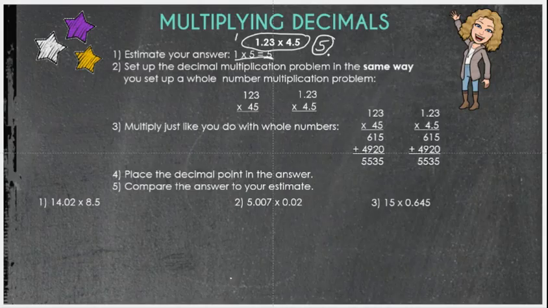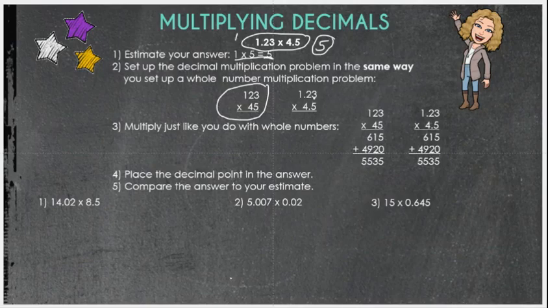Okay, so how do we actually approach these problems? When I talk to students about multiplying decimals, after we've done the estimating and we're thinking about what's logical, we still have to set up the problem. So I always ask them to set up their multiplication problem in the same way they set up a whole number multiplication problem. If my problem were 123 times 45, I would set it up this way with the numbers justified on the right. I will do the same thing with my decimal multiplication problem.